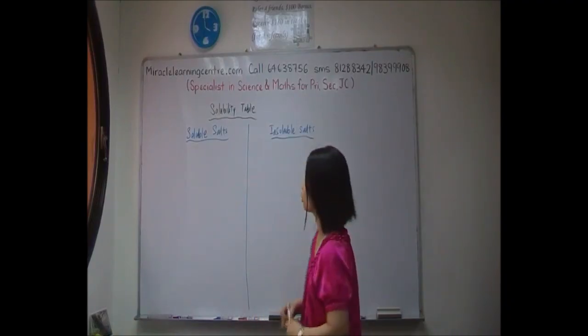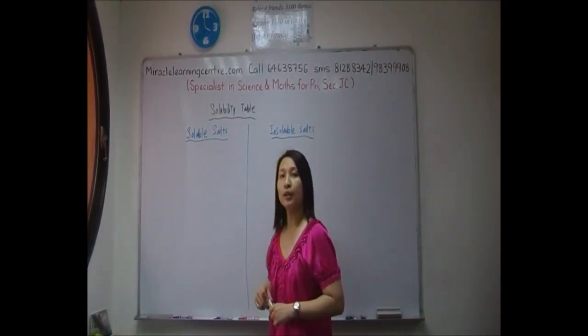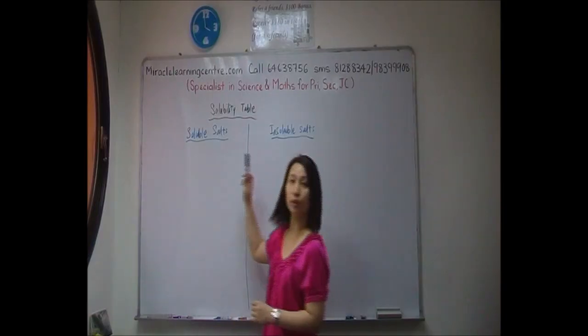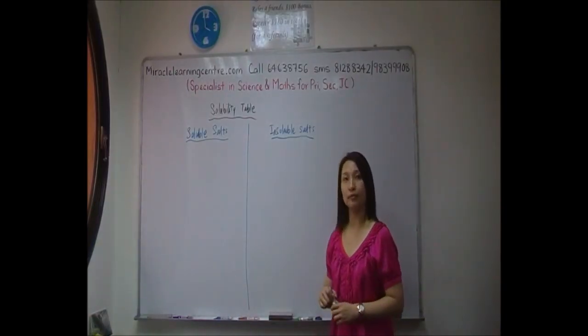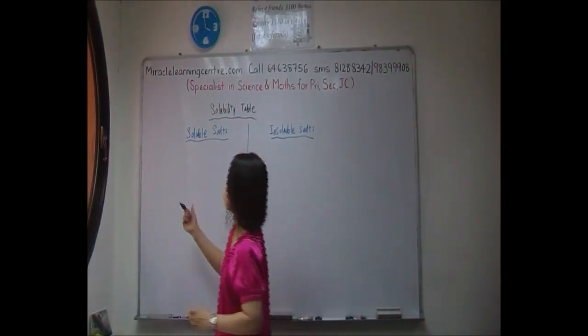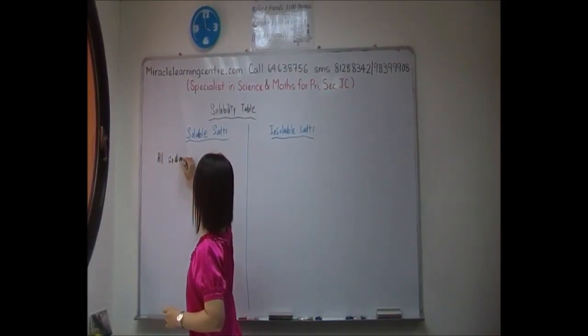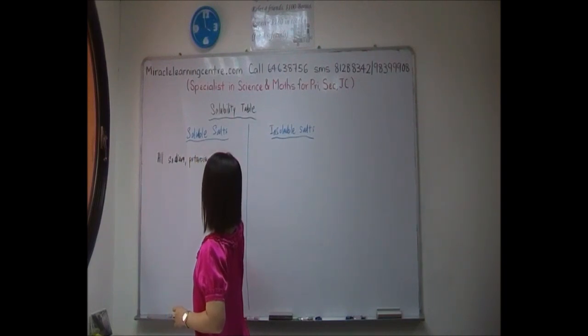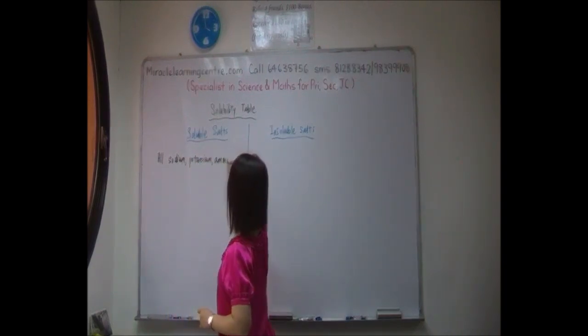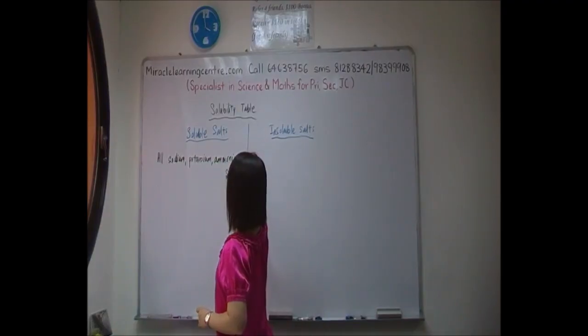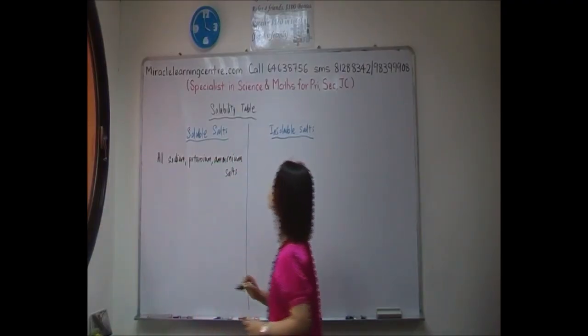Today we're going to learn about the solubility table. You'll learn about which salts are soluble and which salts are insoluble in water. The common salts that are soluble in water are all sodium, potassium, and ammonium salts.